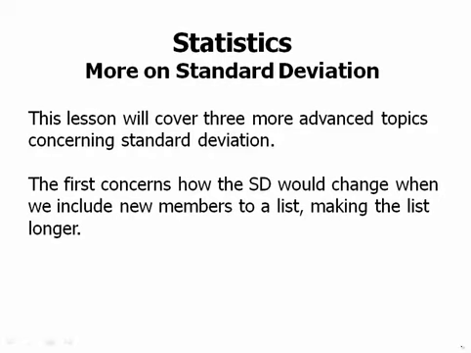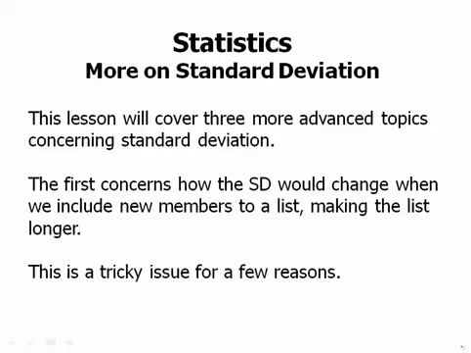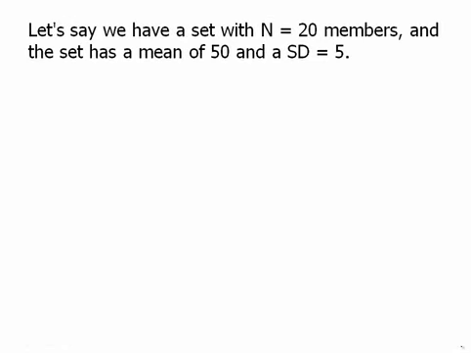Topic number 1 concerns how the standard deviation would change when we include new members to a list, making the list longer. This is a tricky issue for a few reasons. Let's say we have a set with 20 members, and the set has a mean of 50 and a standard deviation of 5. So what we have here are known as summary statistics. We know the overall mean, the overall standard deviation. We don't have the list of individual data.